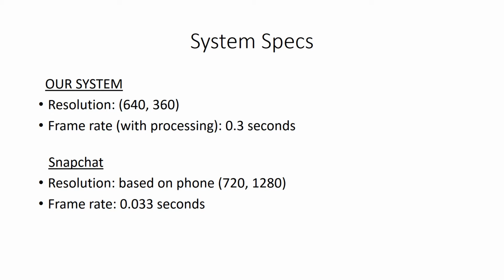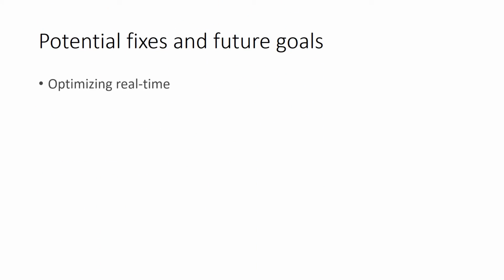Snapchat currently has better results with a higher resolution based on the phone camera, typically around 720 by 1280, and processes at 0.033 seconds per frame, or a typical 30 frames per second. So while FaceSwap2 was not quite an optimal real-time, the slowest part of the code is the library transferring the data from C++ to Python. By switching to a full C++ implementation of our code, we are confident that the resulting outputs of frames would be nearly 0.033 seconds.